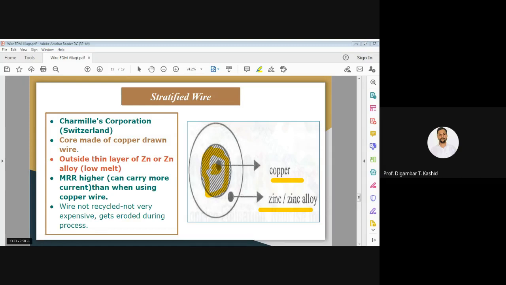This stratified wire was developed by the Charmilles Corporation in Switzerland. They first developed this kind of stratified wire, and it is not reused. So this is the concept of stratified wire.